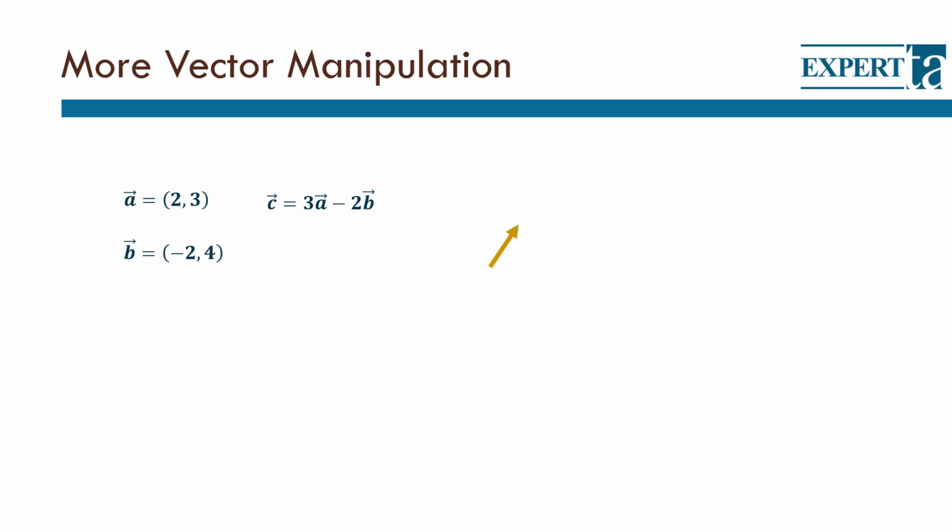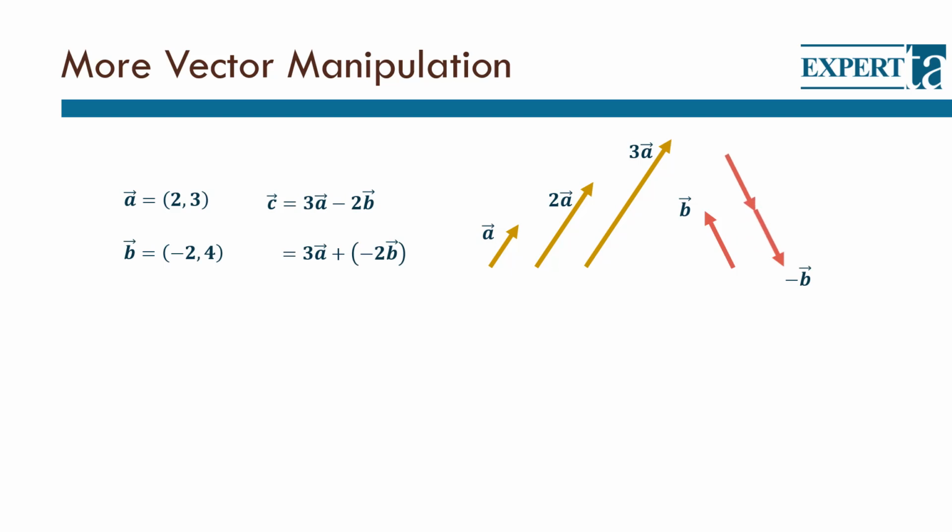If this is A, then 2 times vector A is twice as long, and it maintains the direction. 3 times vector A is 3 times as long and it maintains the direction of A. So this is the same as 3A plus negative 2B. Alright, what is minus 2B? If our B is in this direction, then negative B is in this direction, and negative 2B is twice as long in the negative B direction, like this.